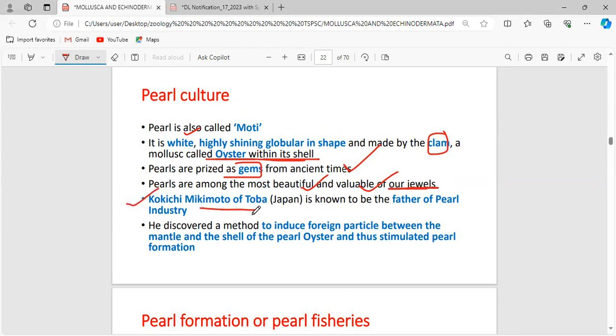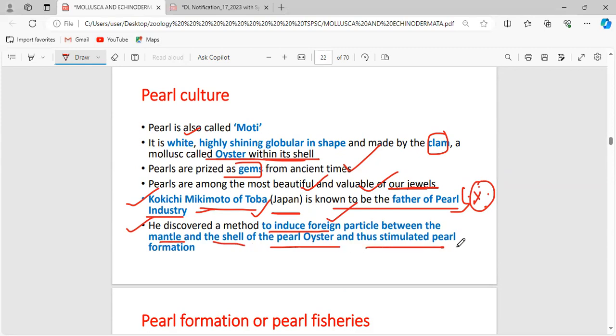Kokichi Mikimoto of Toba, Japan, is known as the father of the pearl industry. You have to read this. This is factual information. It is not that important, but when we read pearl culture, we also know some of its history. He discovered a method to induce a foreign particle between the mantle and the shell of the pearl oyster, and that stimulated pearl formation.